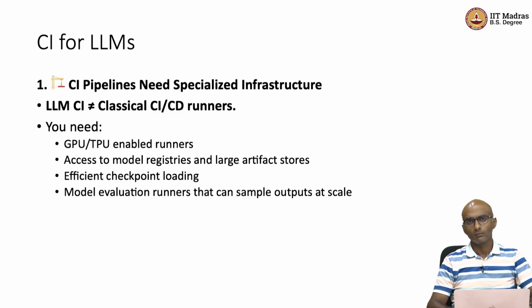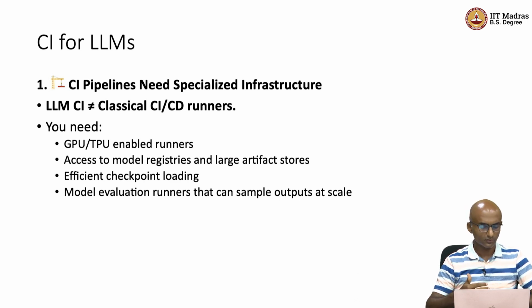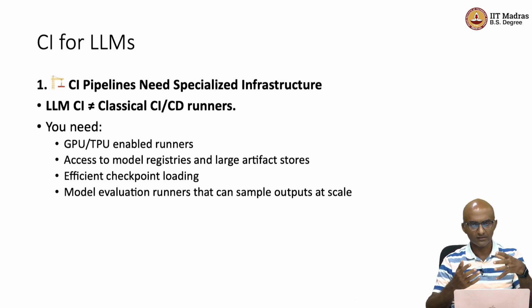So let's take a look at what CI looks like for LLMs. Unlike classical ML, here you need specialized infrastructure, the reason being the kind of compute that's required is different. We're talking about GPUs or TPUs. You need access to model registries where the large models are going to get stored and versioned. Artifact stores are probably going to be much larger as well than typical feature stores. So that's a big change.